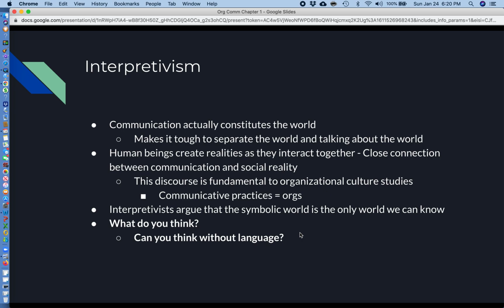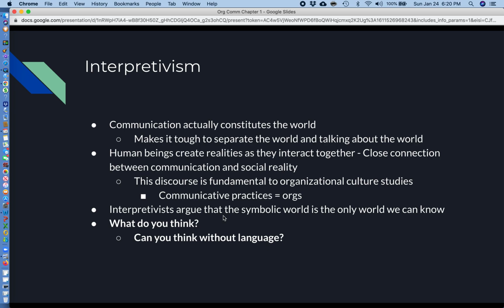So, of course, according to this idea, talking, communication, discourse, which is just a fancy word for communication, is fundamental to organizational culture studies. Communication equals organizations. That's what the interpretivists believe. And so, in terms of reality, they'll tell you, too, even if there is a real world that's separate from communication, the only world that we can know is the symbolic world.